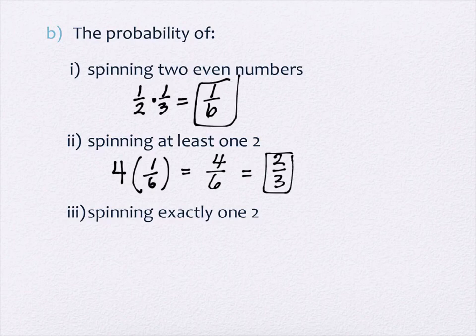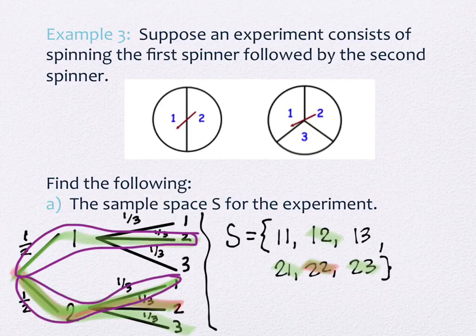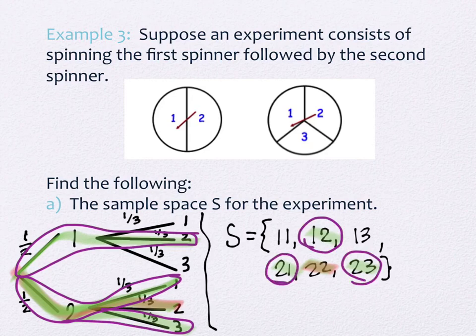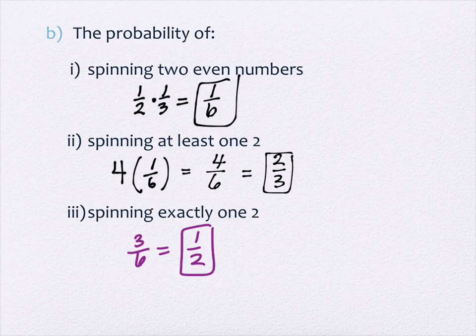The last one says spinning exactly one 2. I'll circle these in purple. So this branch has exactly one 2. This branch has exactly one 2. And this branch has exactly one 2. Or if I'm counting from over here, this one has exactly one 2, this one and this one. So what's the probability I'm going to spin exactly one 2? 3/6. Yeah, 3/6, which is 1/2. So any questions on those?